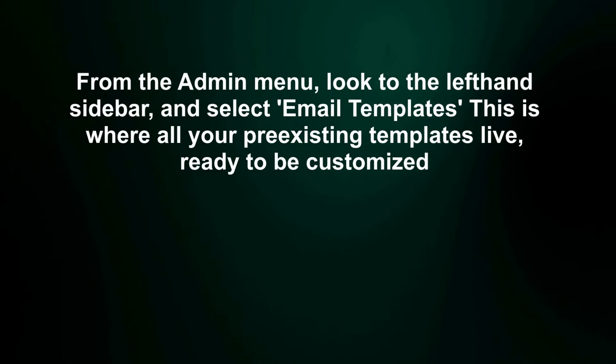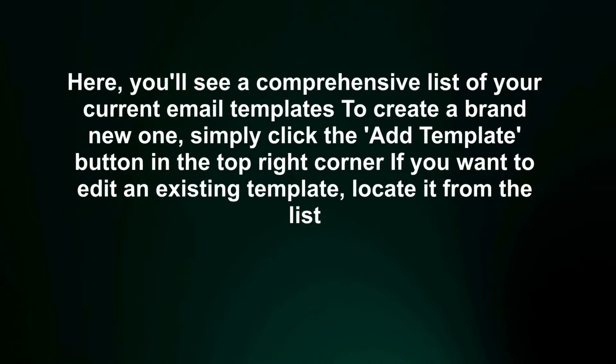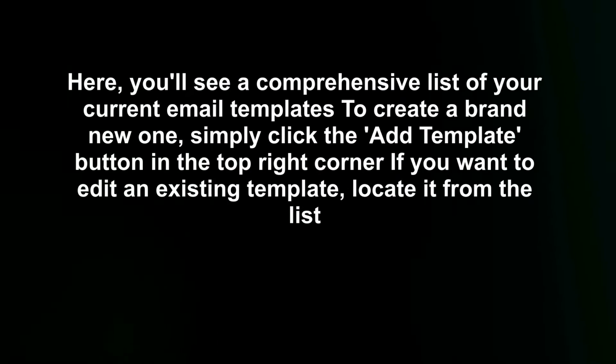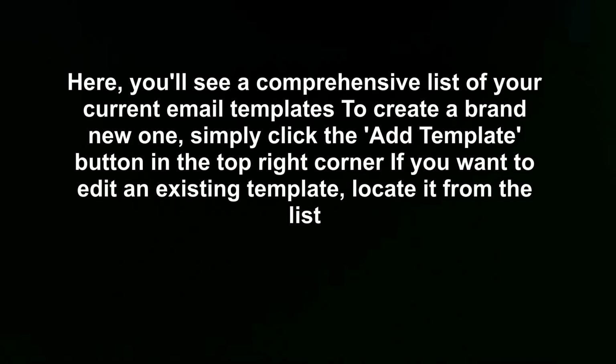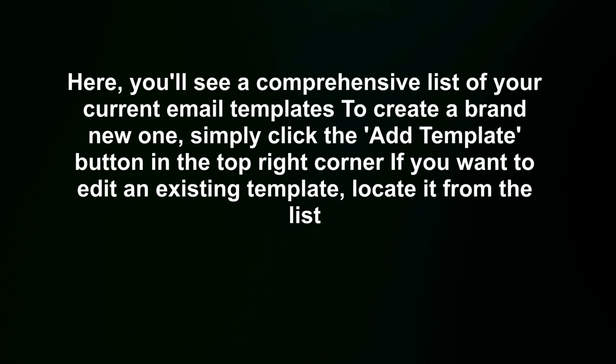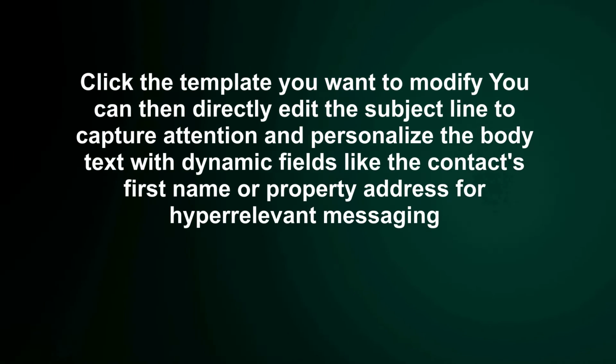This is where all your pre-existing templates live, ready to be customized. Here, you'll see a comprehensive list of your current email templates. To create a brand new one, simply click the Add Template button in the top right corner. If you want to edit an existing template located from the list, click the template you want to modify.